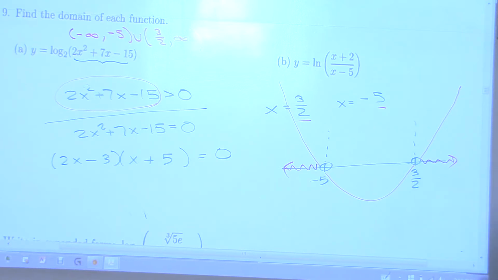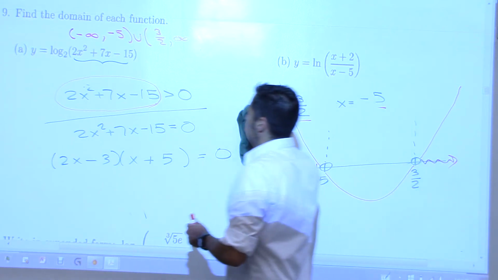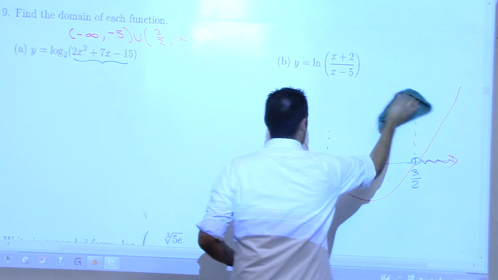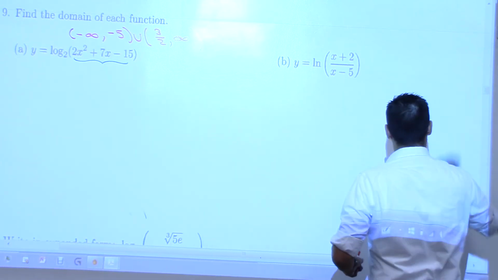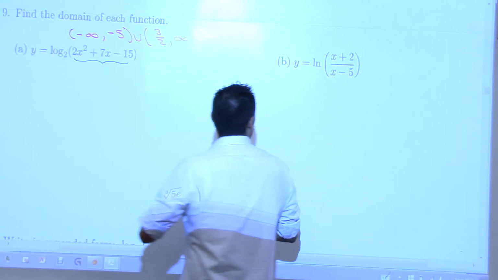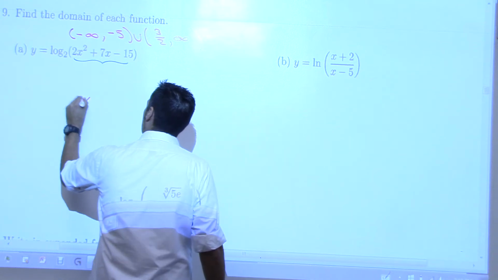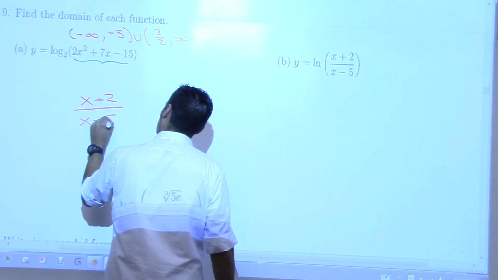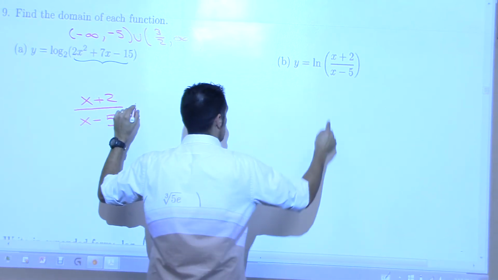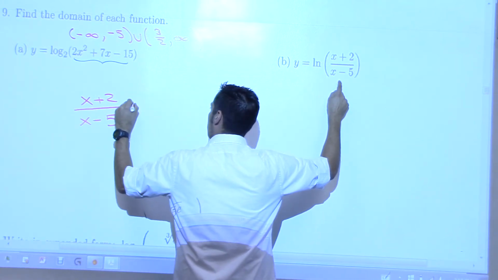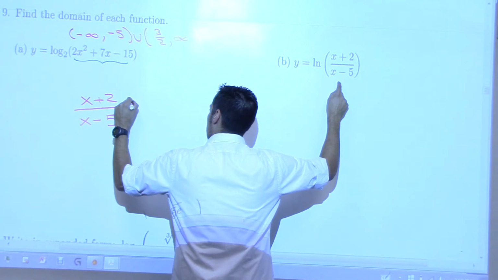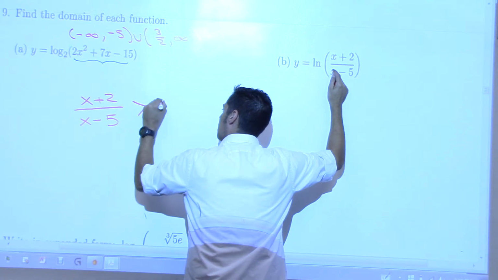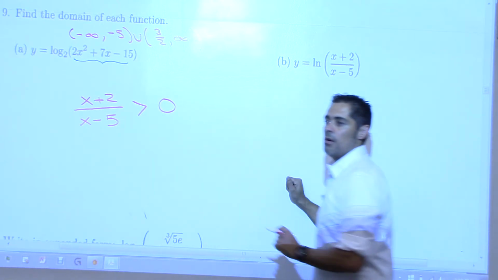Next one's kind of tricky. So now, you can break it down into 2 separate logs, but you don't want to. Tell me, generally speaking, about the inside of that. The bottom can't be 0. X cannot be 5. Off the bat, yes, x cannot be 5, and the whole thing must be bigger than 0, right?